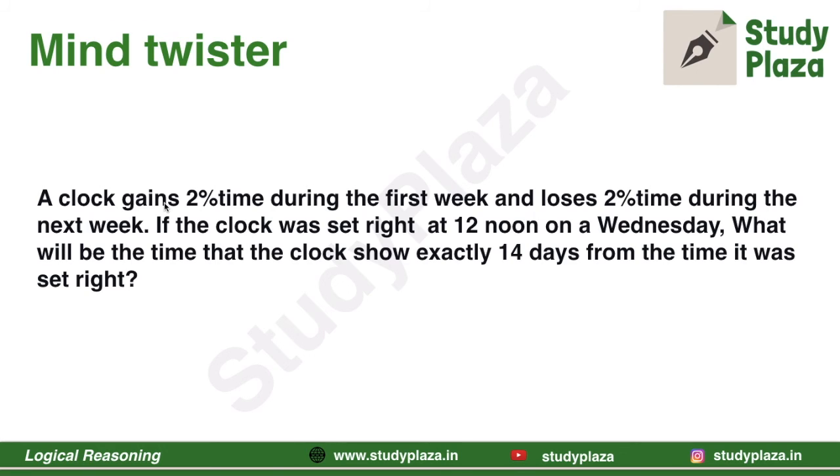This is a question for you to solve or to try at home. And the question is, a clock gains 2% of time during the first week and loses 2% of time during the second week. If the clock was set right at 12 noon on a Wednesday, what time will that clock show exactly 14 days from the time it was set right? Hope you have understood the question and are able to solve this question.